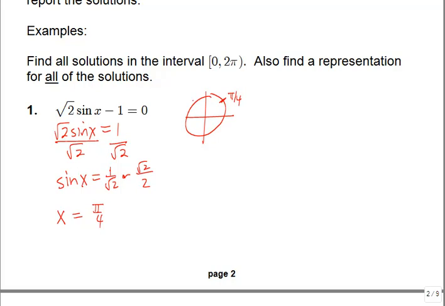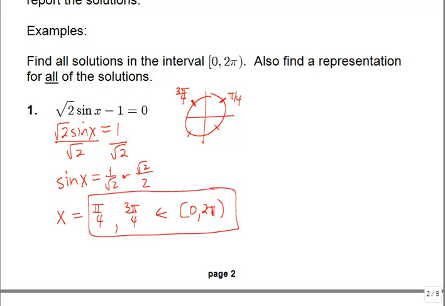It's also positive in quadrant 2, so you need to know that pi over 4 angle in quadrant 2 as well, and it was 3 pi over 4. We wouldn't want 5 pi over 4 down here or 7 pi over 4 down here because those would give you negative sine values. Now these would be your two solutions in the interval 0 to 2 pi. So there's the first half of our answer.